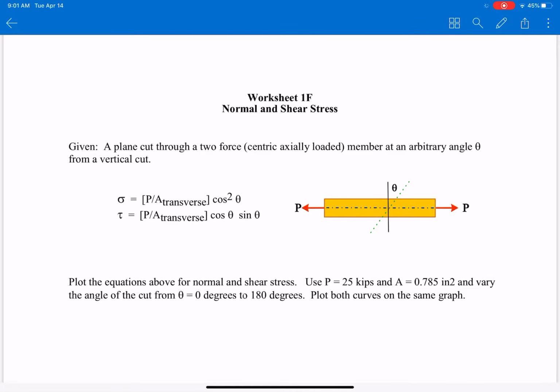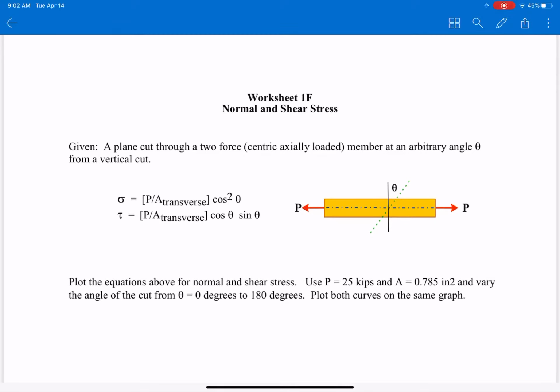And as we already learned, with that cut, the normal stress equals P over the transverse area times cosine theta squared, where theta is the angle from the transverse. And then tau, the shear stress, equals P over A_T, the transverse area, times sine theta and cosine theta.